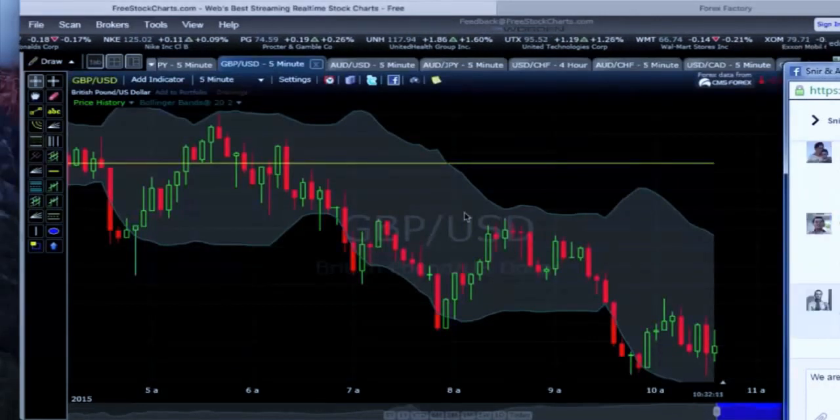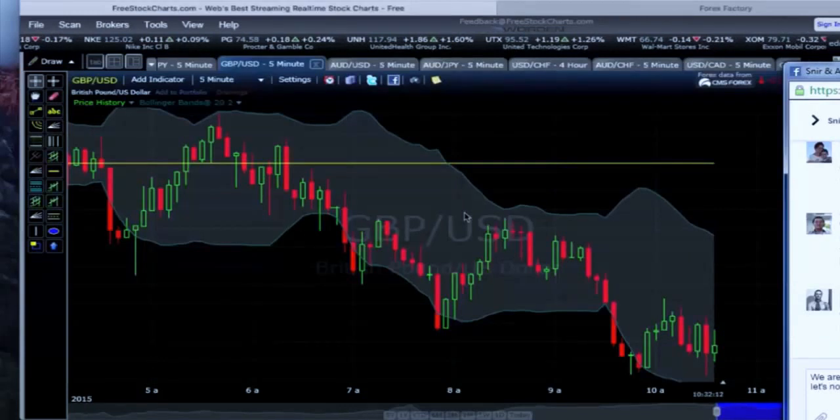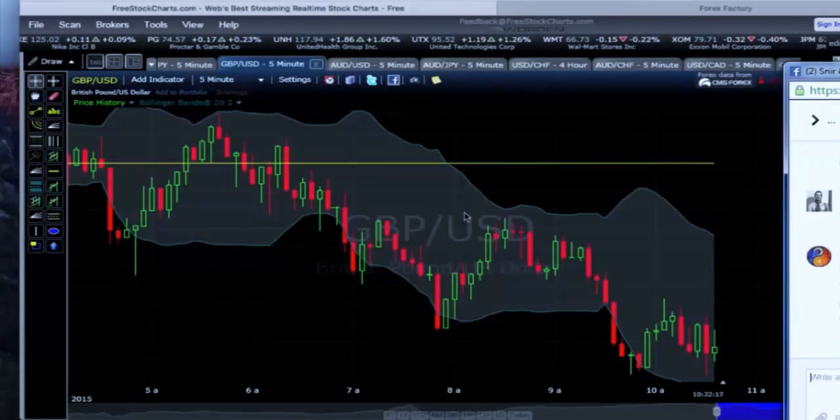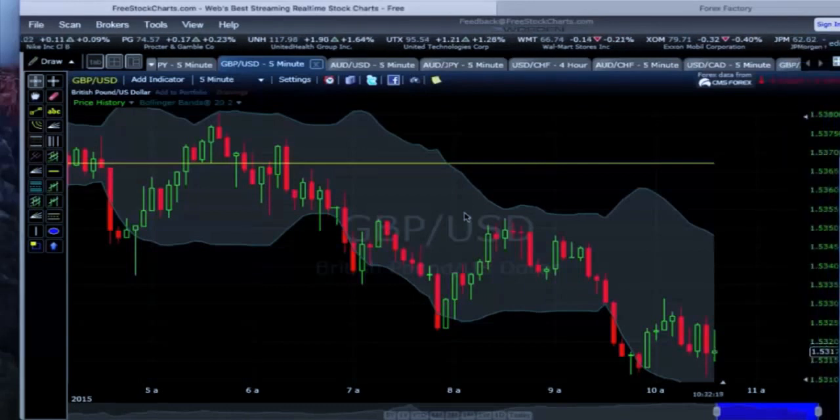Let's see. Look at GBP/USD. It's a nice downtrend right now on the 5 minute. GBP/USD finally broke 268.